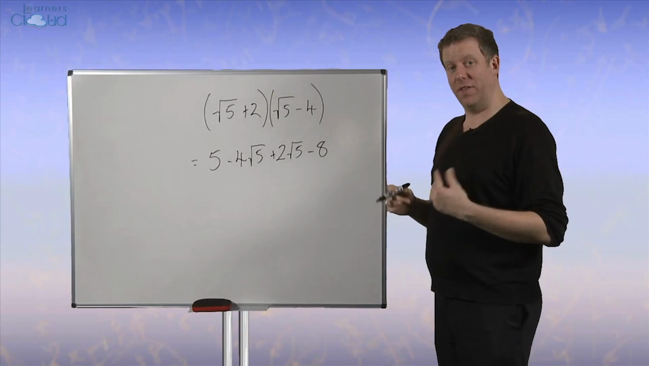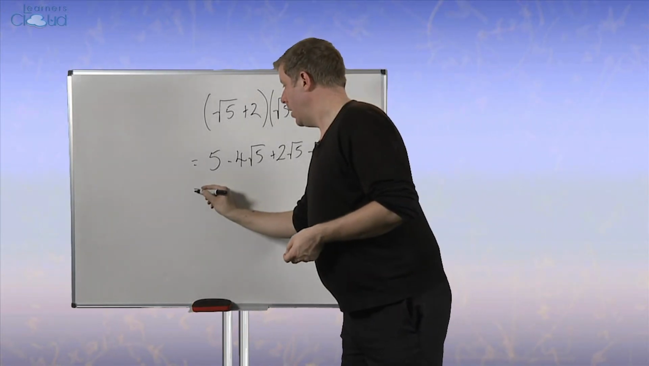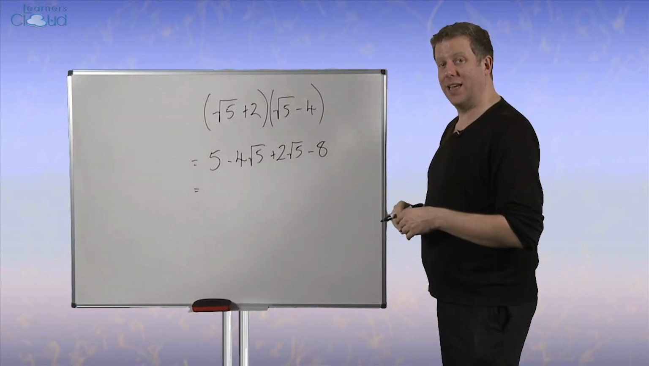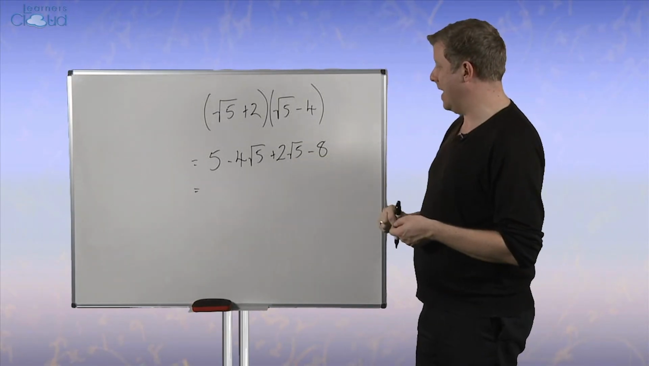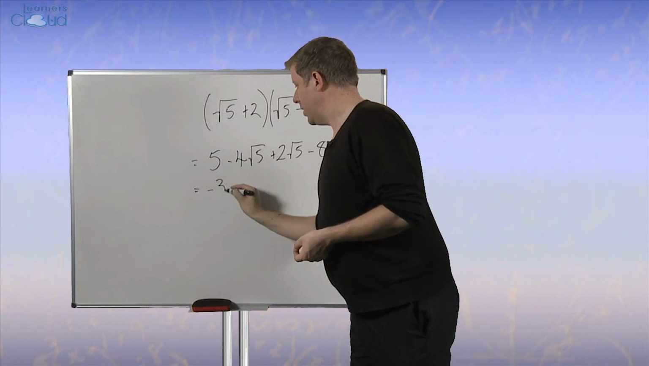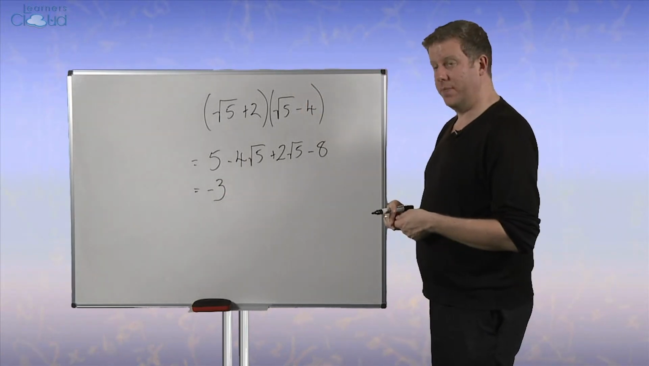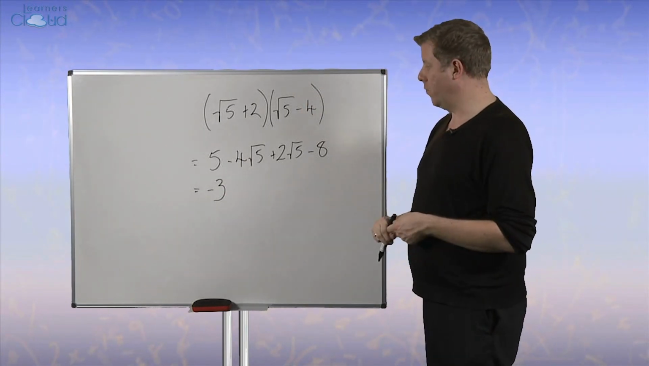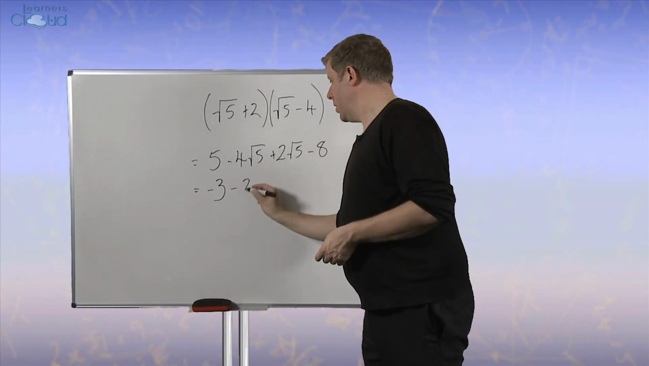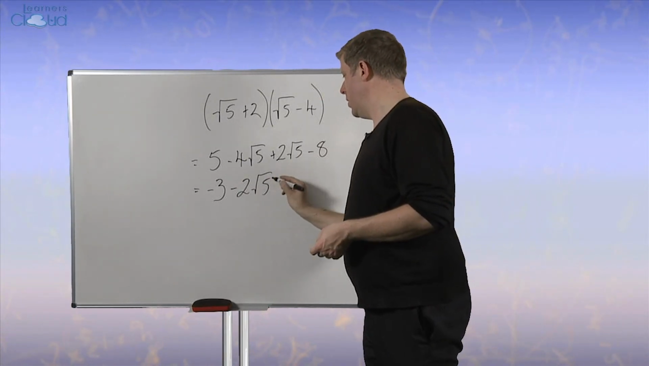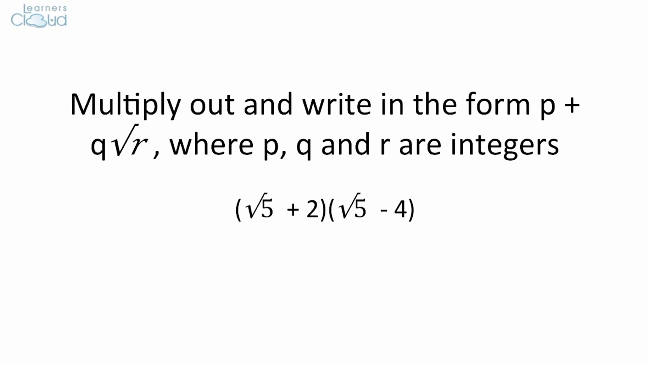Now I can simplify this because I have some like terms that I can collect together. For example, 5 subtract 8 gives me an answer of minus 3. And minus 4 root 5 plus 2 root 5 gives me negative 2 root 5. Now you notice in the question it asks you to write it in the form p plus q root r.